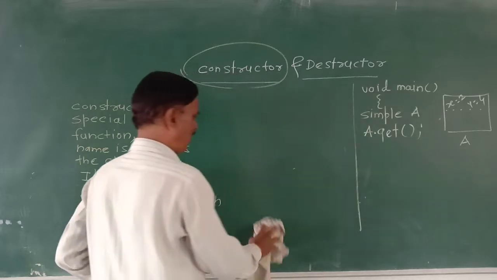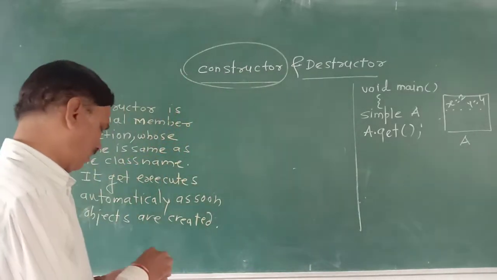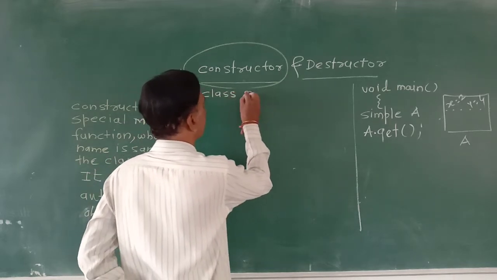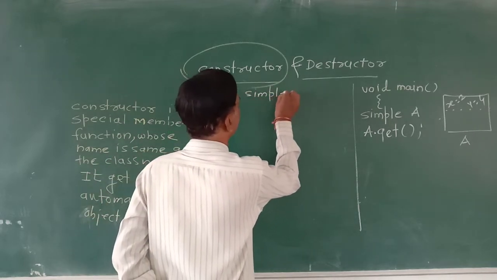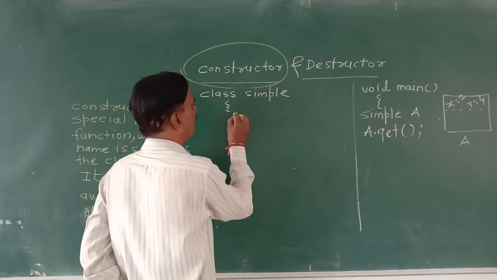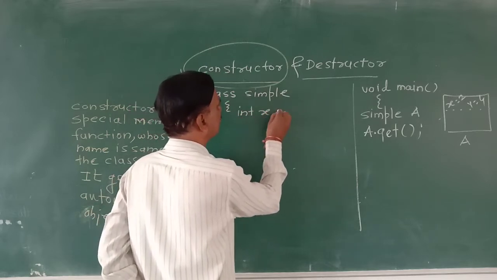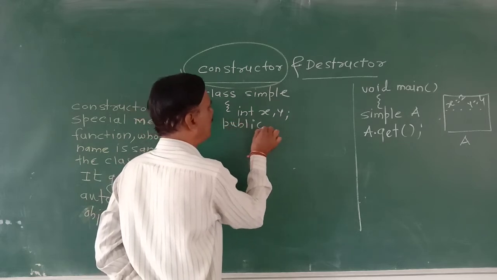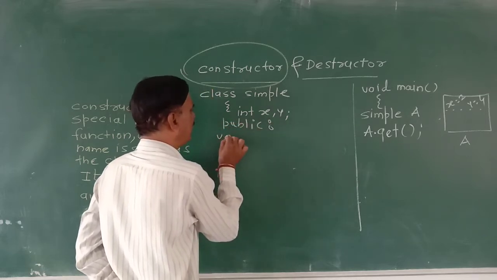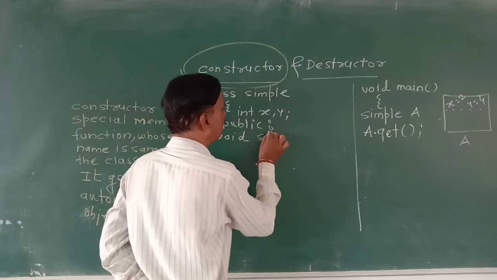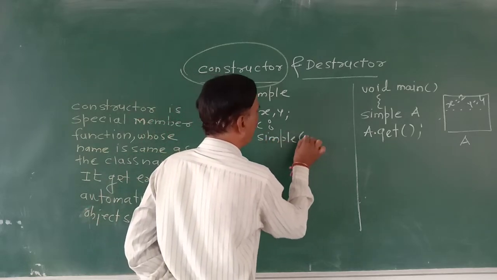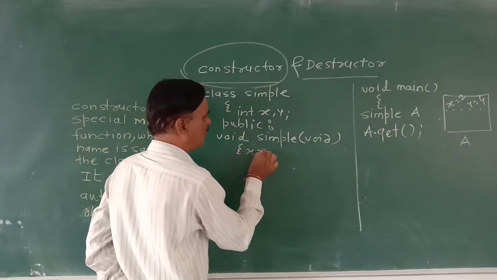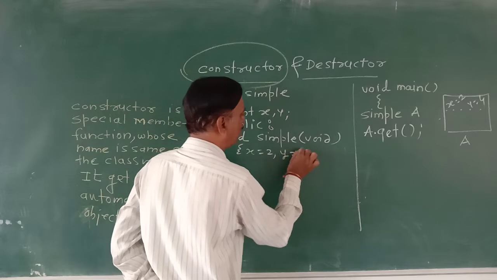Now, class simple, integer x, y, inside the public section, there is a void simple, x is equal to 2, y is equal to 4.